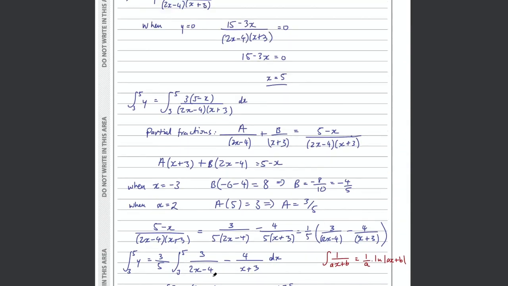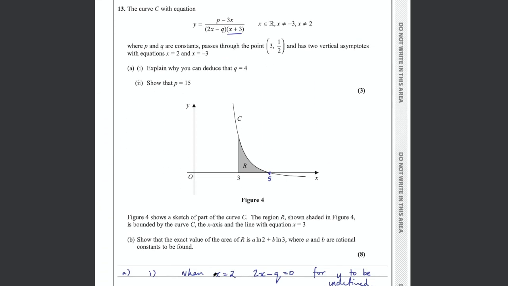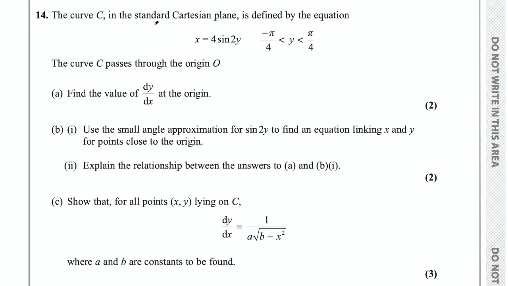But there you go, that was my answer for part B for question 13. Total of 11 marks for that question. Question 14 says the curve C in the standard Cartesian plane is defined by the equation x equals 4 sine 2y, where y is between negative pi on 4 and pi on 4.